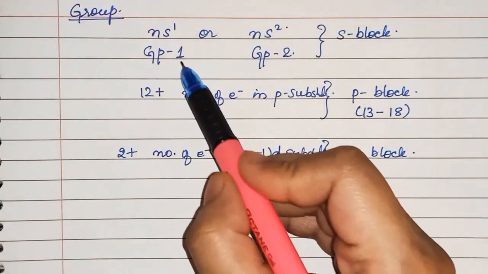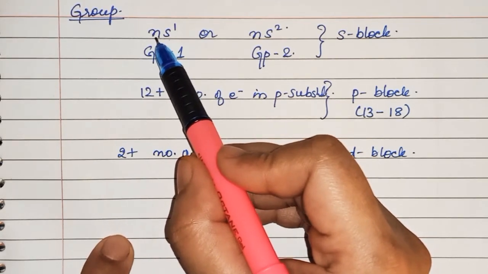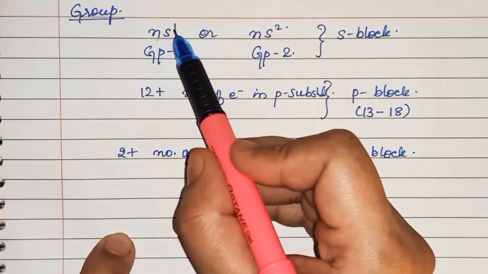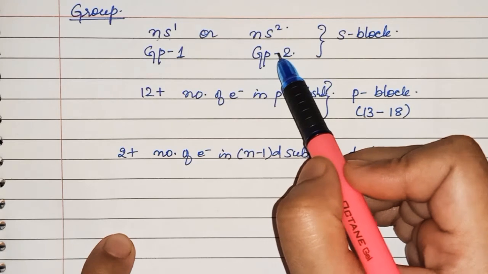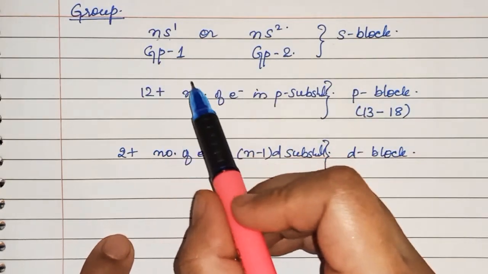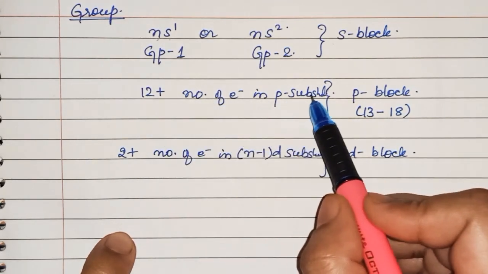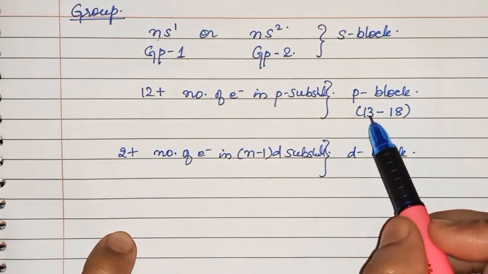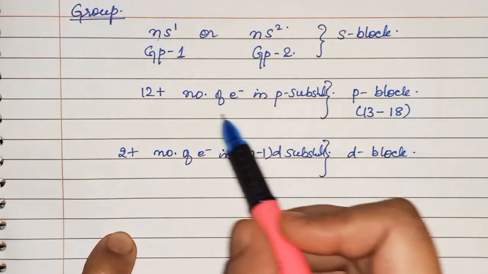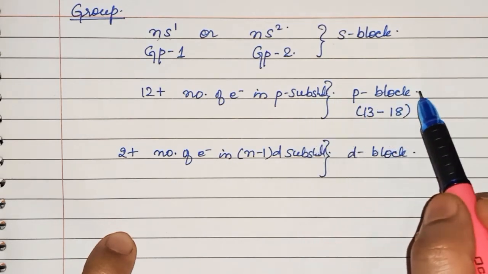Now see children, when you identify the group, if the electronic configuration of the last electron is ns1, then the group number will be 1. If it is ns2, then the group number will be 2. Suppose it is in S block, then only. If it is in P block, then you will write 12 plus the number of electrons in the P subshell. Why are we adding 12 over here? Because P block starts from 13, so you have to enter directly to 13. That's why 12 plus whatever electrons are here, that will be in the 13, 14 to 18 groups.